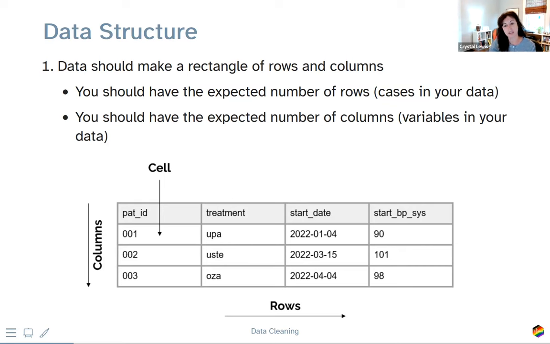So either you collected the data yourself, so you have an idea, or you've been given a codebook or a data dictionary that tells you what should exist in your data. If you have extra columns in your data, that could mean that you have empty columns or unexpected variables. If you have extra rows, it could mean you have duplicate cases or empty rows in your data. If you have fewer columns in your data, it could mean that you're missing variables, or maybe you dropped variables when you imported your data. And if you have fewer rows in your data, that could mean you're missing cases. And all of these things need to be remedied in a data cleaning process.